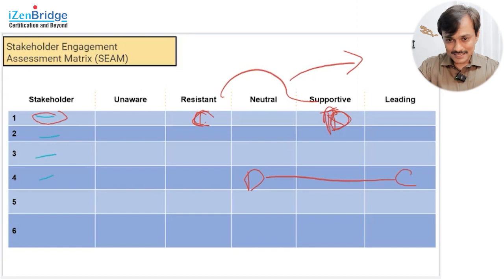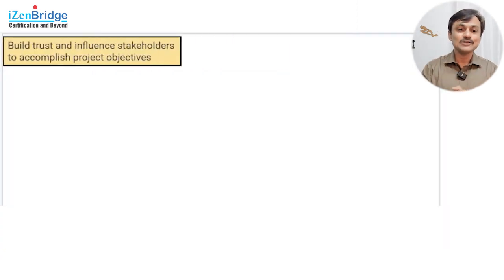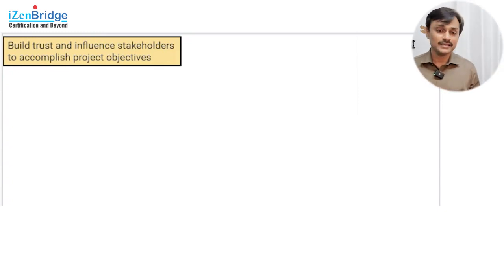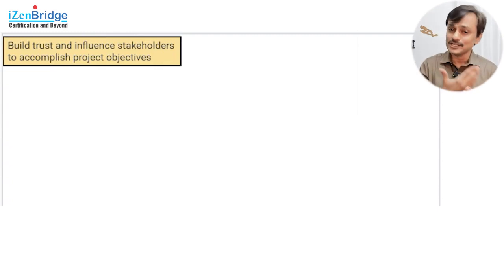Now, the final subtask, and then we close this topic, is about building trust and influencing stakeholders to accomplish project objectives. So my personal feeling is this is the most important job of the project manager. Many times I see project managers sharing, I am trying to do, but nobody is supporting me. Looks like we are already wrong there.